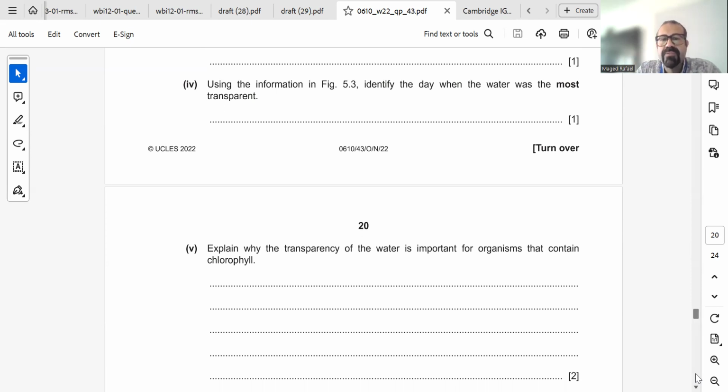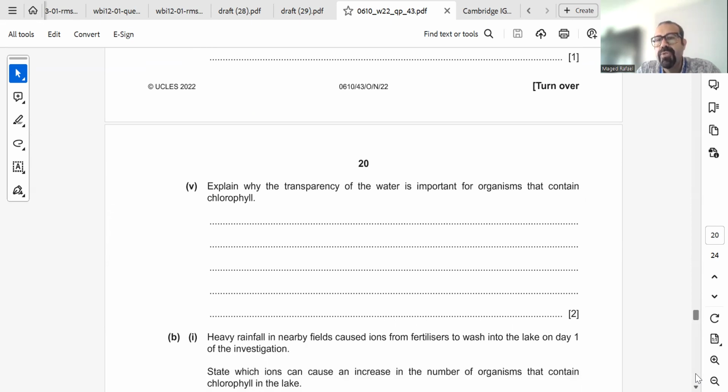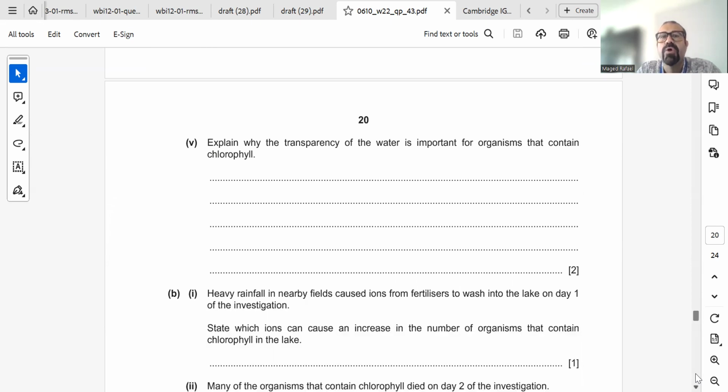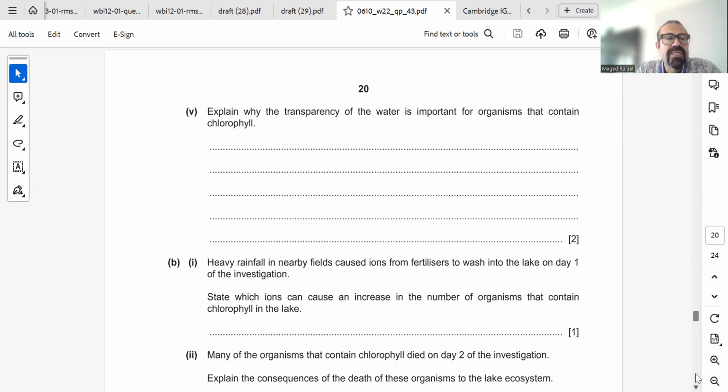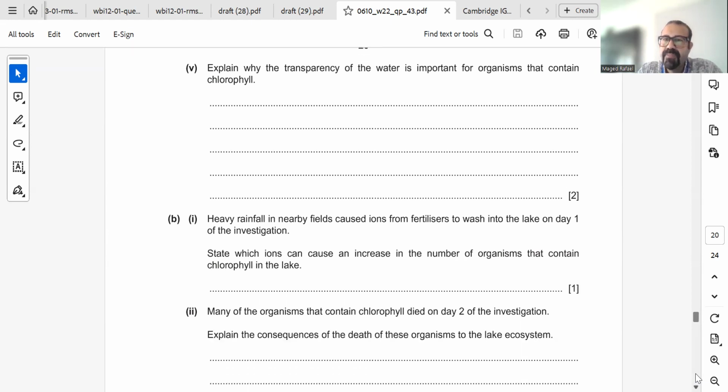Explain why the transparency of the water is important for organisms that contain chlorophyll. Why do you think transparency is important? To absorb what? To absorb more what? Remember the upper epidermis, to be able to trap light. Exactly. Okay, but this is one mark. I must say that light is necessary for photosynthesis.